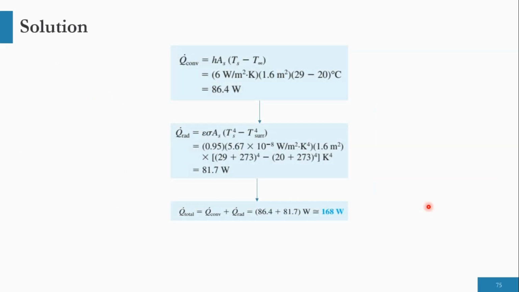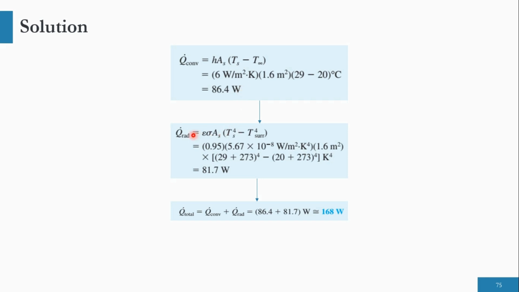Going to the solution, first we will calculate the convective rate of heat transfer. Q convection is equal to h A_s (T_s minus T infinity), or the surrounding temperature. So h is 6 watt per square meter per Kelvin. The exposed surface area is 1.6 square meter. T_s, which is the body temperature, is 29, minus the surrounding temperature 20. So we get the convection heat transfer as 86.4 watt.